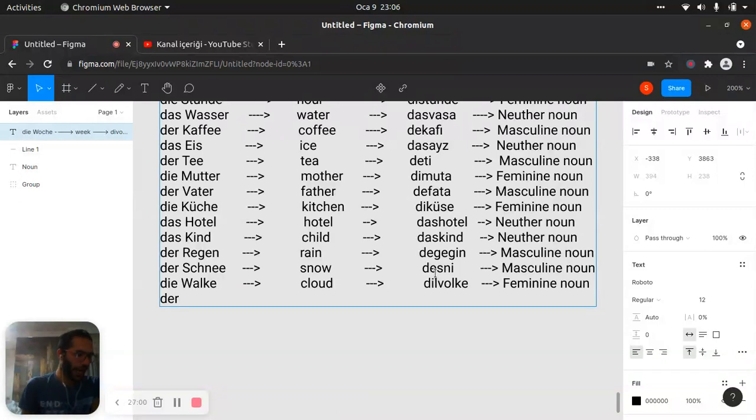Then we have, you can say, ich habe den Freund, der Freund von Tuka. I just want to generate words, but I don't know how to do it. Anyway, Freund is like friend. And this one you can use as der Freund. And this one is a masculine noun.